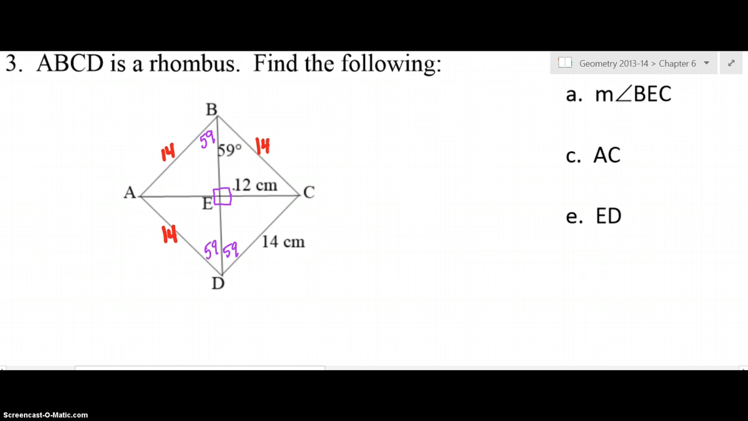Awesome. So how do I find those missing angle measures? Well, check this out. Isn't this just a triangle? And how many degrees are in a triangle? 180. So what is the other angle measure that's missing there?